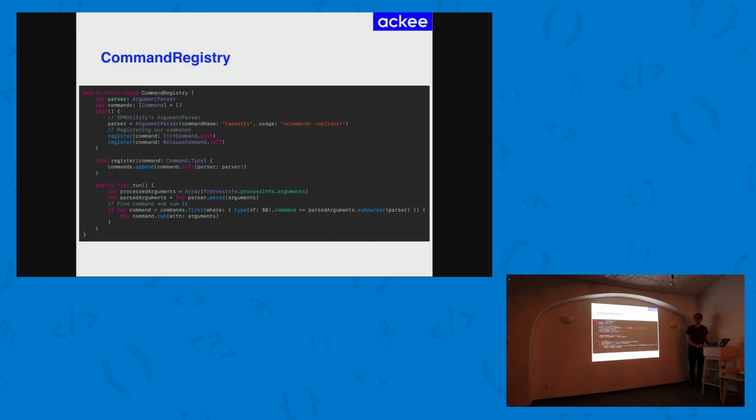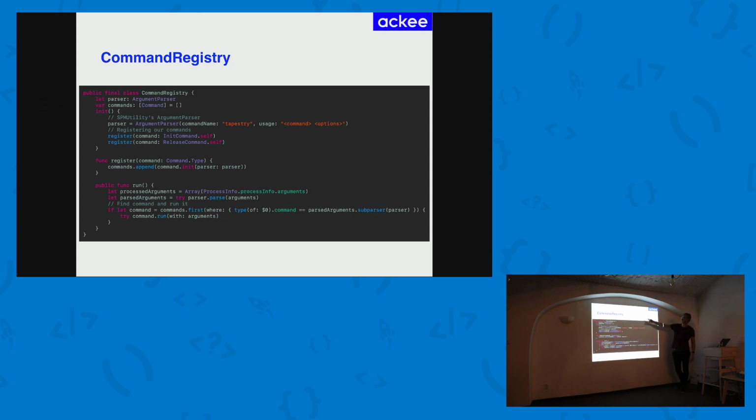So now let's see how you could create your own command. This is a command registry. It's a simple place where you can define all your commands in one place, and there are basically only two main parts: the argument parser and the commands array. Both are from the Swift Package Manager.